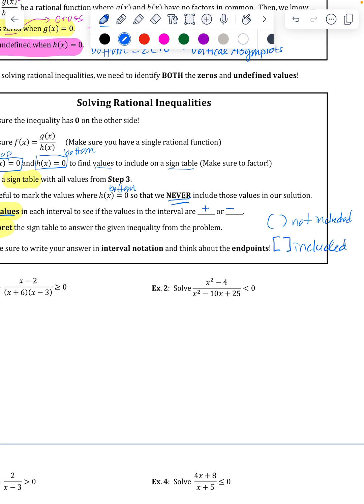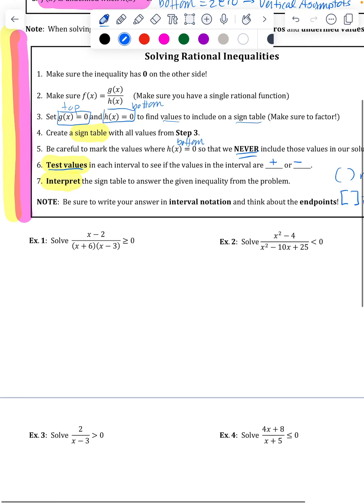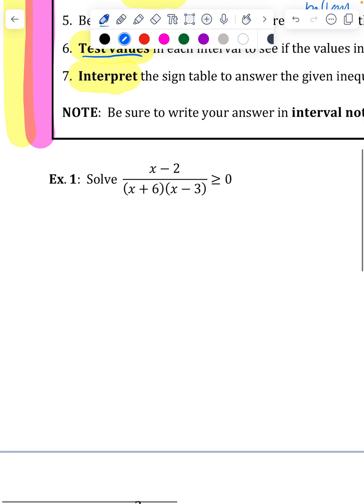All right, so let's put that into action. The steps are so lengthy, like what we just walked through, but the process is not that terrible. So I don't need to factor this one. I already have that.